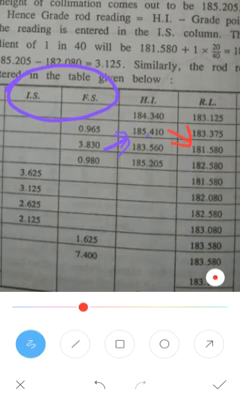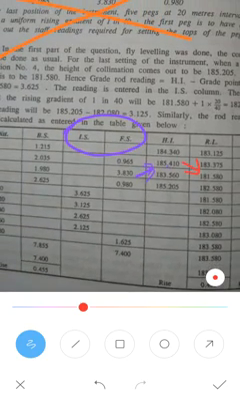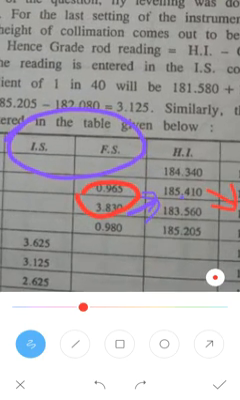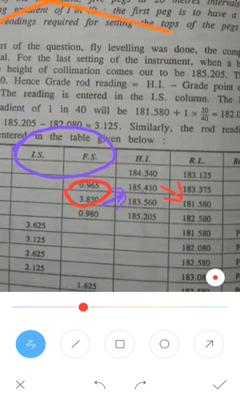As soon as you get the RL, again the next reading is backside. It will move in a zigzag only, so be careful. After foresight, it will go to backside, because there is a change point. Here one backside and foresight, again here one backside and foresight, and here again one. So 185.410 minus 3.830 gives 181.580.